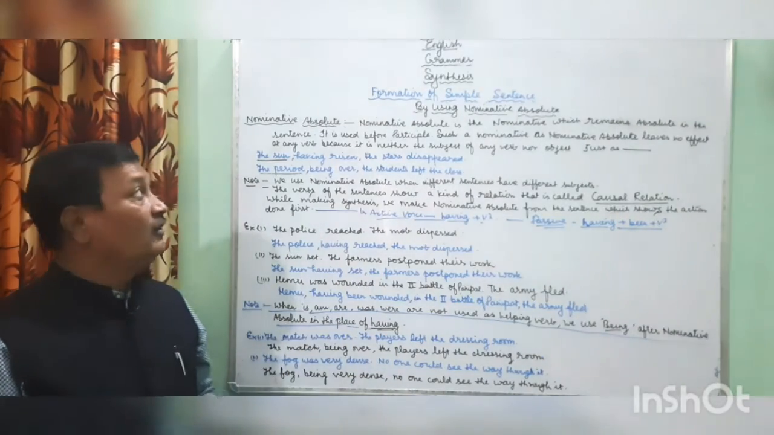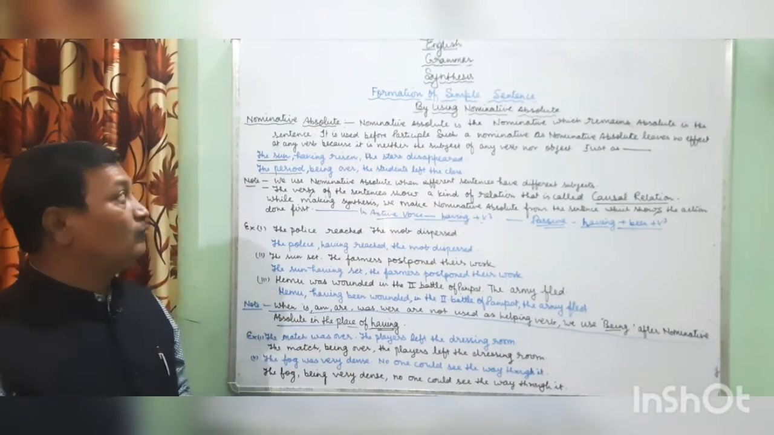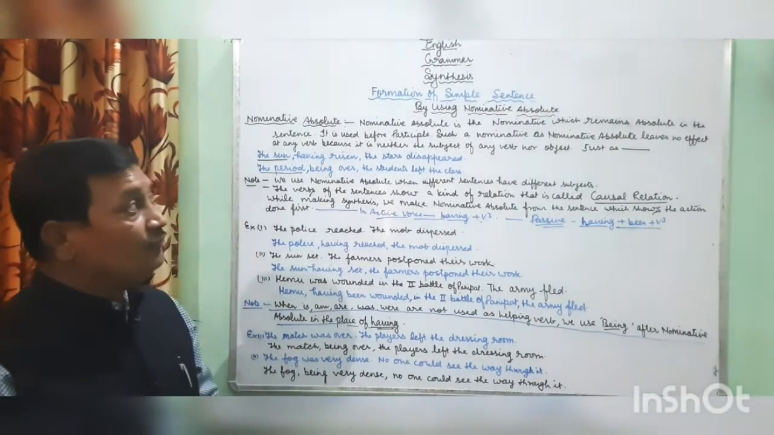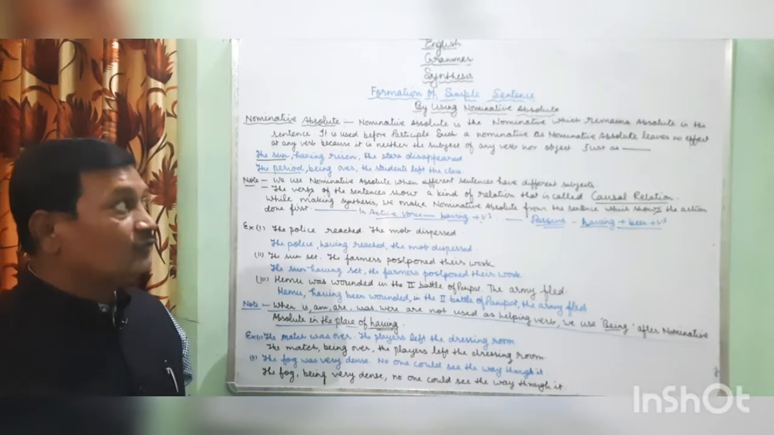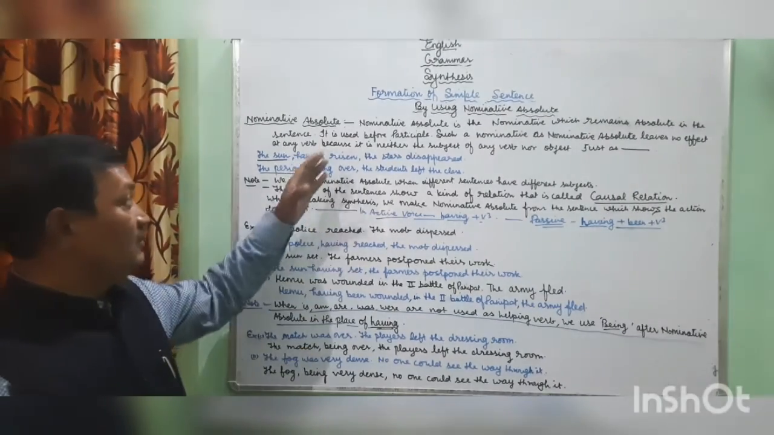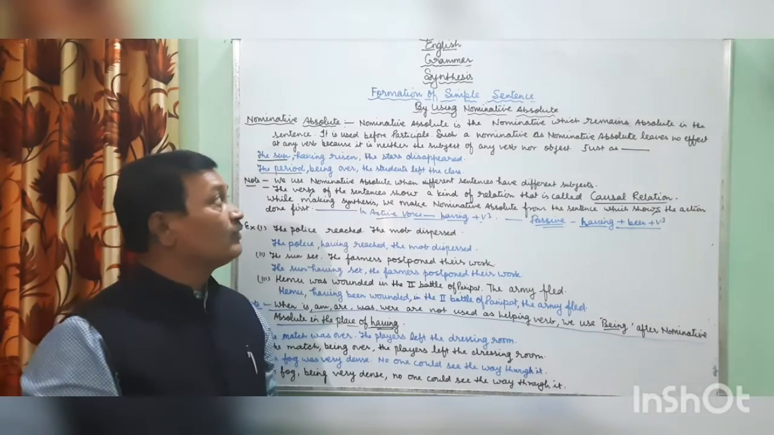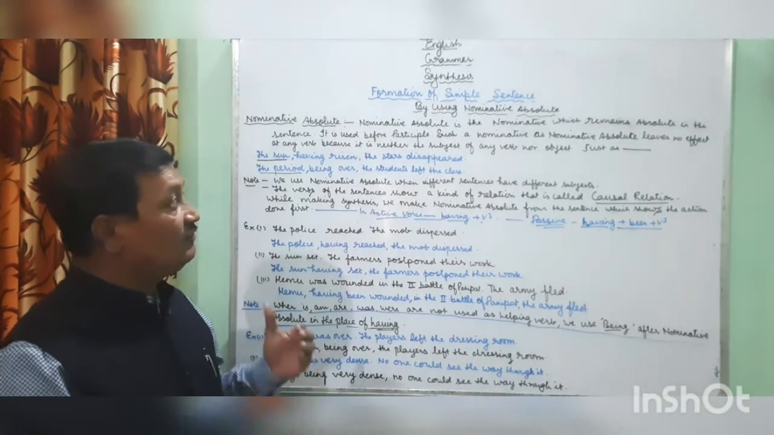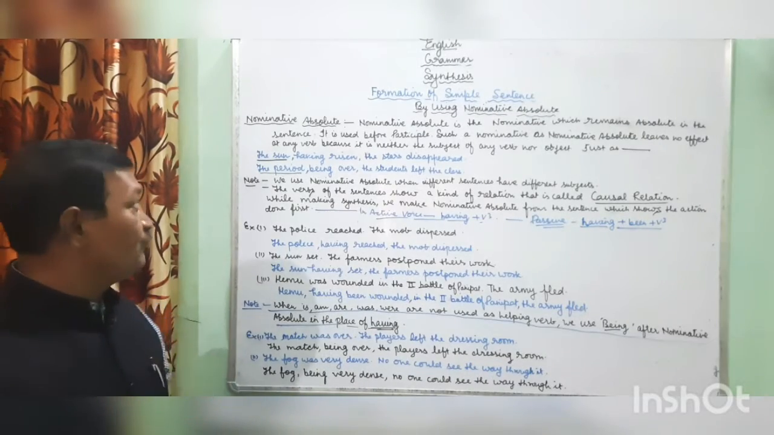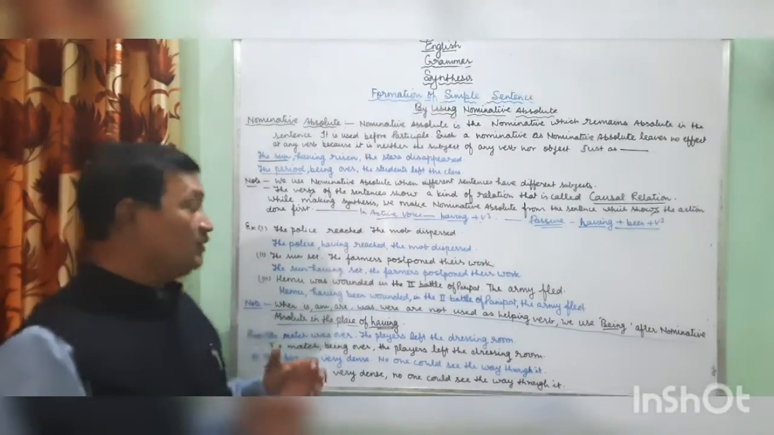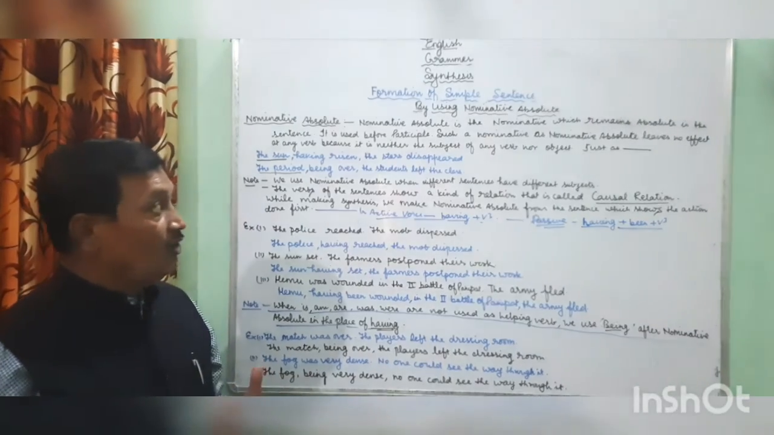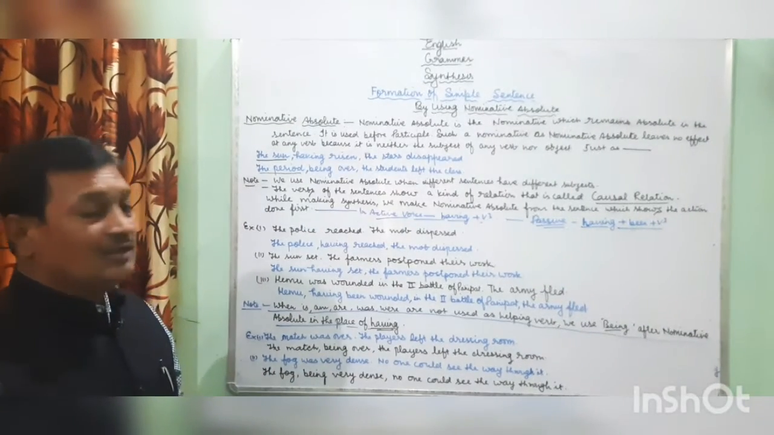Dear students, let's know what is nominative absolute. Nominative absolute is nominative or subject which remains absolute, means free, in the sentence. It is used before participle. Such a nominative as nominative absolute leaves no effect at any verb because it is neither the subject of any verb nor object.